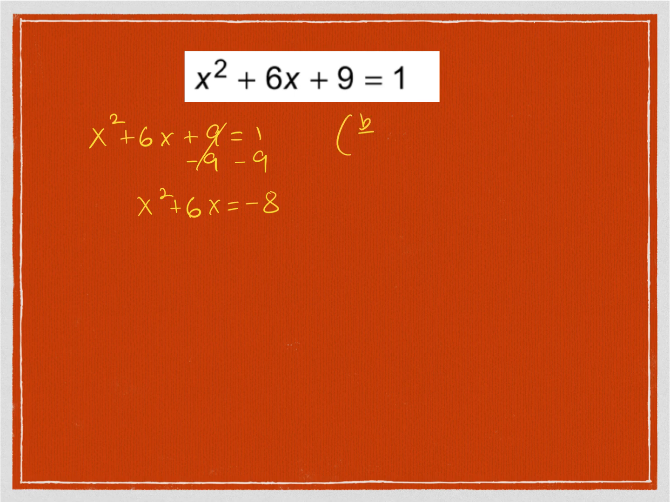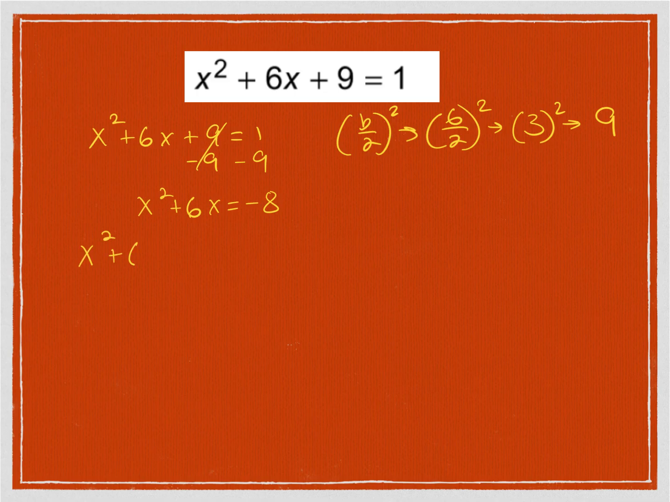We're going to look for the b over 2 squared. That's going to be 6 over 2 squared. That's 3 squared. So we get 9. Awesome. I'm going to go ahead and add 9 on both sides. So we get x squared plus 6x plus 9 is equal to negative 8 plus 9.